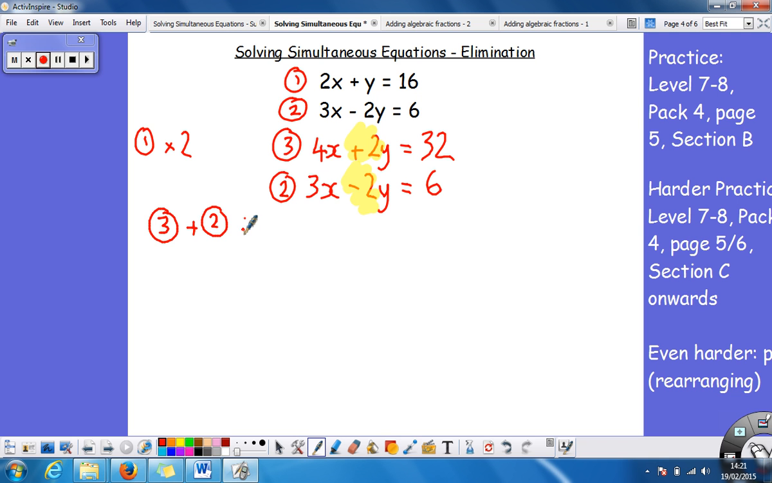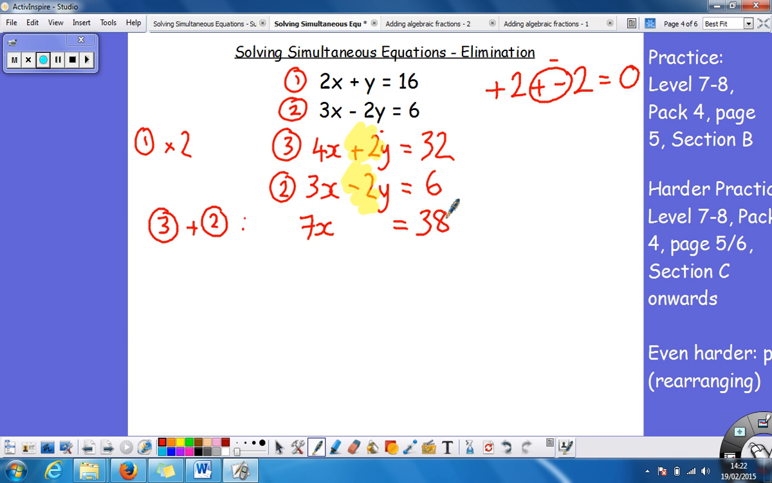Let's see what happens. 4x plus 3x gives me 7x. Positive 2 add negative 2. Let's jot that down up here. Positive 2 add negative 2. Well, that we know becomes a subtract. So now I've got positive 2 take away 2, which is 0. Excellent. So I've ended up with no y's in there. And I've got 7x is equal to 38. Don't know why I was finding that so hard. 7x is equal to 38. And that gives me my solution for this last part.